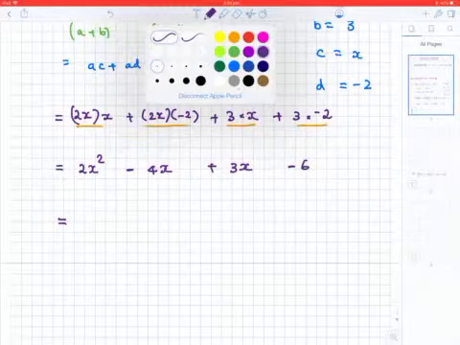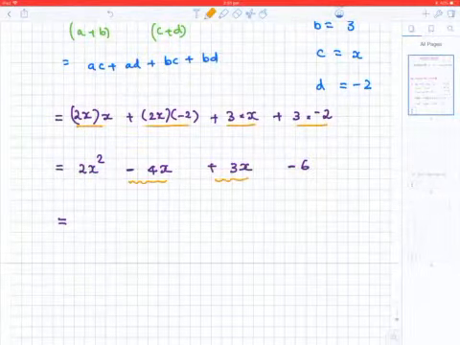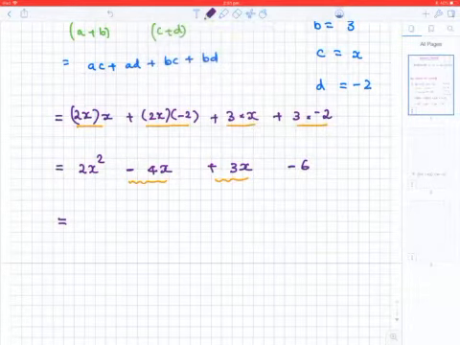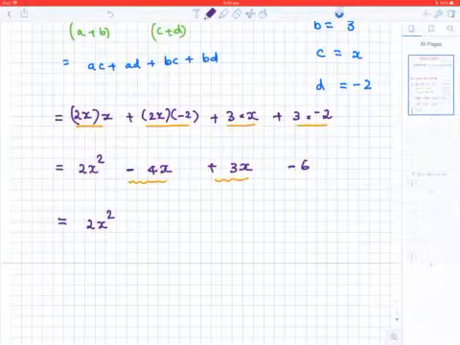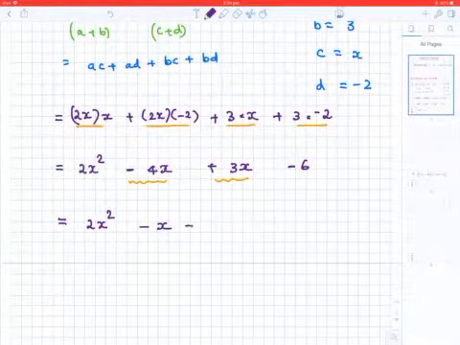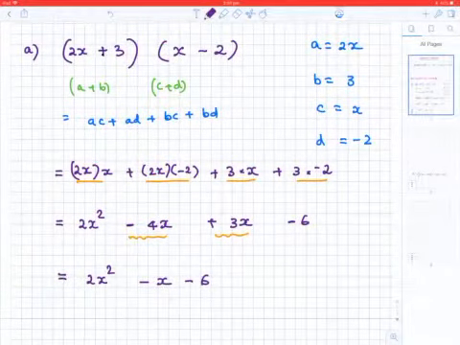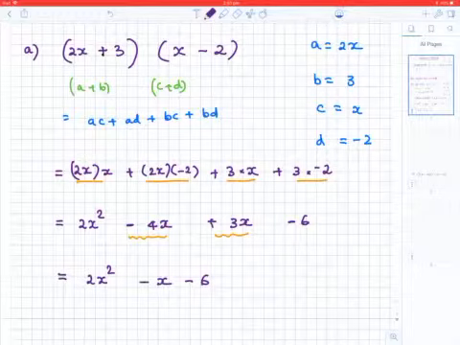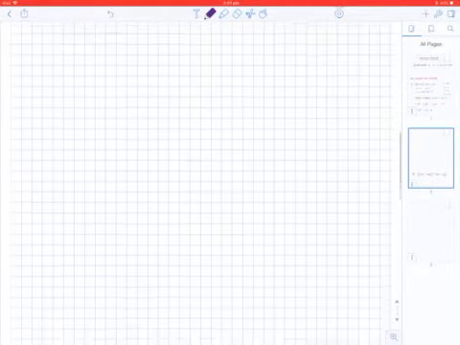Now all we did is expand. The question says expand and simplify. That means we have to collect the like terms. The like terms are minus 4x plus 3x. That could be grouped as, first I write the 2x squared. Grouping minus 4x plus 3x gives you minus 1x, or simply minus x, minus 6. So this is your answer for the question 2x plus 3 times x minus 2.